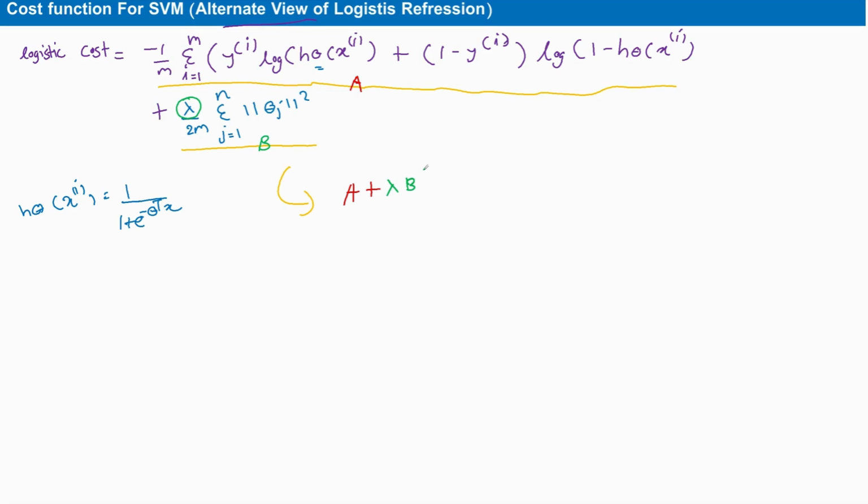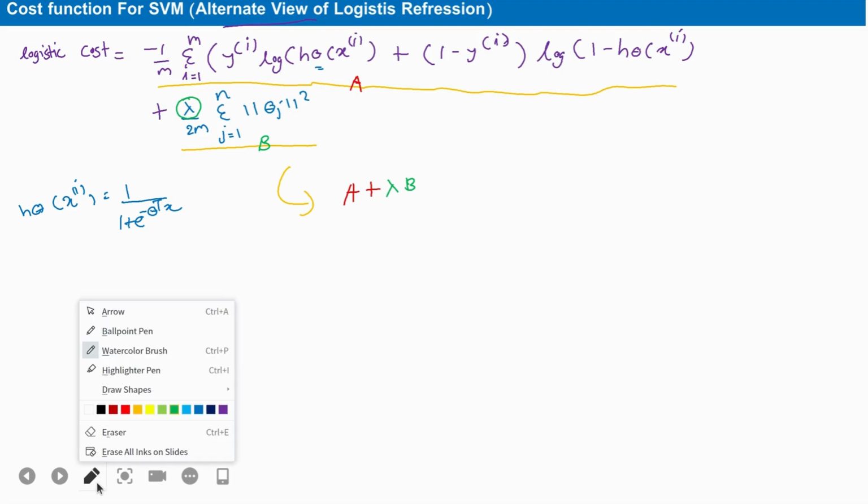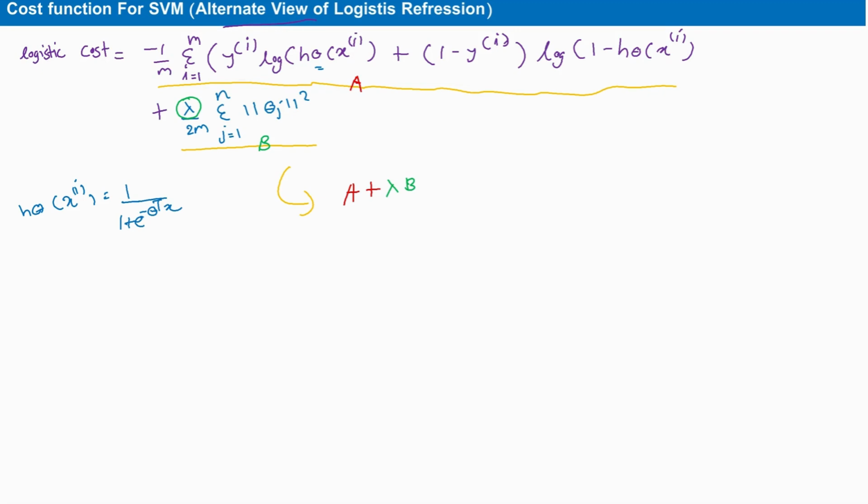Inside the SVM also the same thing will be there, but as I said, it is kind of the alternate view of logistic regression. So let's see how things are there. There are two changes inside the SVM cost function. The first change is that there is no need to divide by the number of examples, means no need to divide by m. So that is the first change.